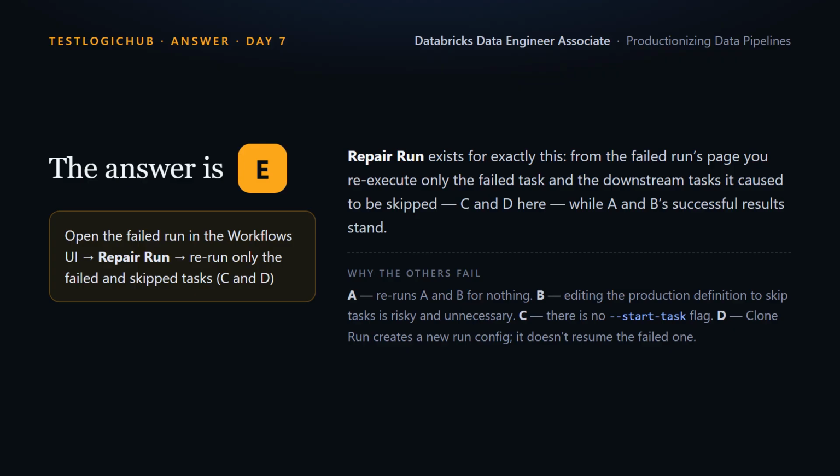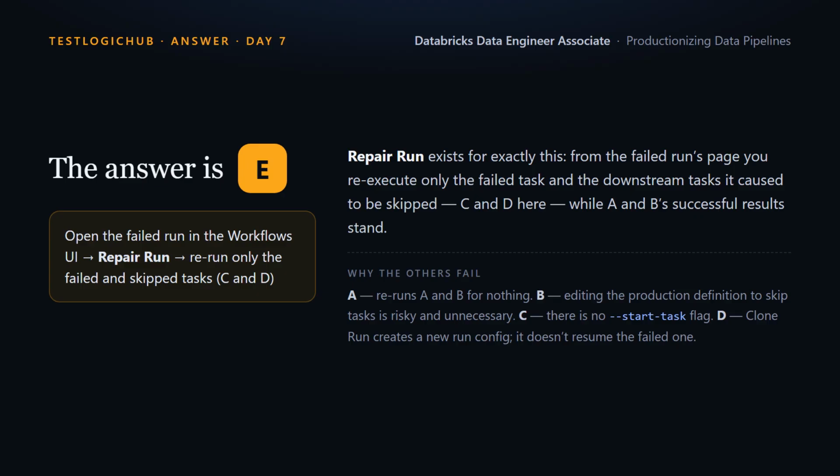The answer is E. Repair run exists for exactly this scenario. From the failed runs page, you re-execute only the failed task and the downstream tasks it caused to be skipped, C and D here. While A and B's successful results stand untouched, everything else on that list has a problem.